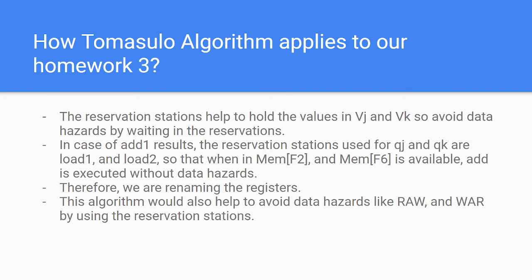Now, how does Tomasulo's algorithm apply to our homework 3? The reservation stations help to hold the values in VJ and VK so data hazards can be avoided by waiting in the reservation stations. In case of add results, the reservation stations used for QJ and QK are load 1 and load 2, so that when MF2 and MF6 are available, add is executed without any data hazards.